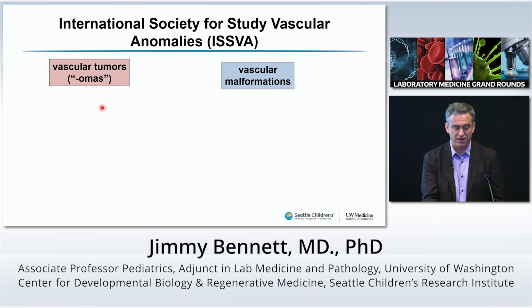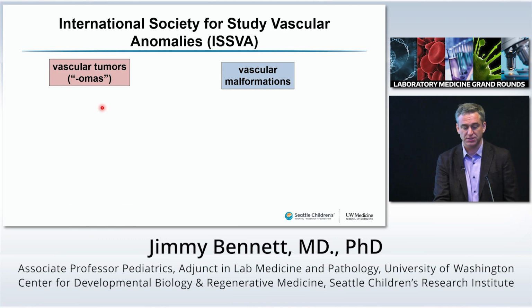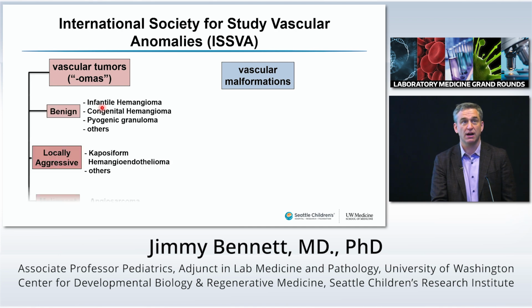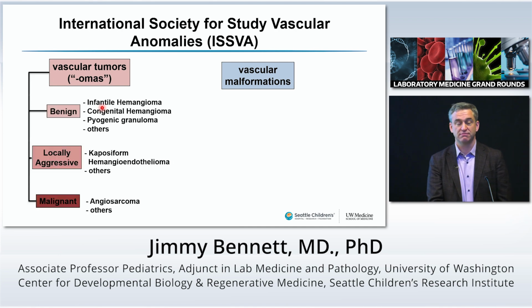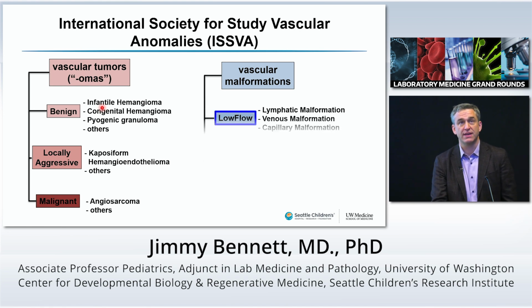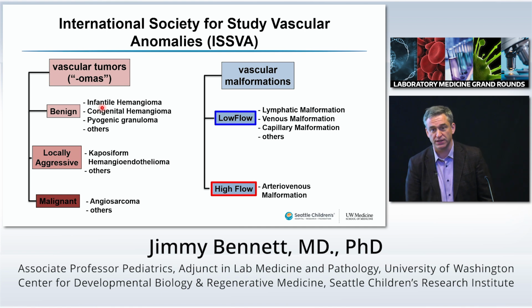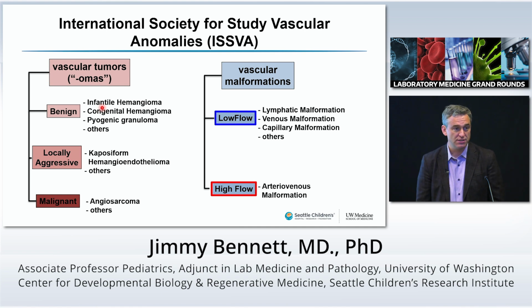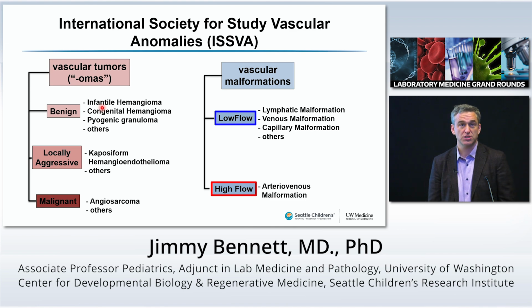More specifically, the International Society for the Study of Vascular Anomalies has broken these down, and I'm not going to go through the complete classification of vascular anomalies here. But in general, the major vascular tumors are listed over there on the left, and they can be organized from more benign ones to more aggressive ones. And then the vascular malformations are generally split into high flow lesions, which means you put an ultrasound on the thing and you see a lot of high flow moving through it, or low flow lesions, where an ultrasound does not show a large amount of flow.